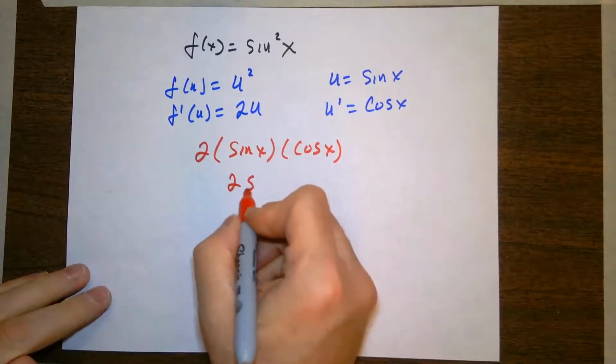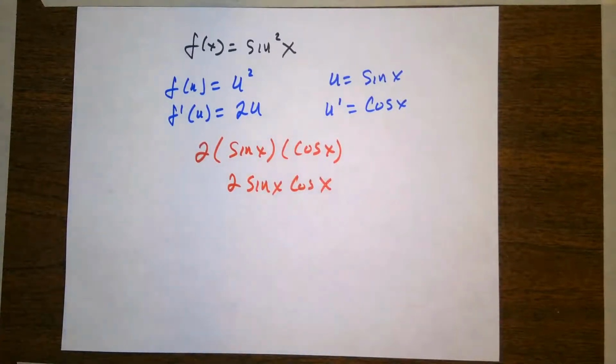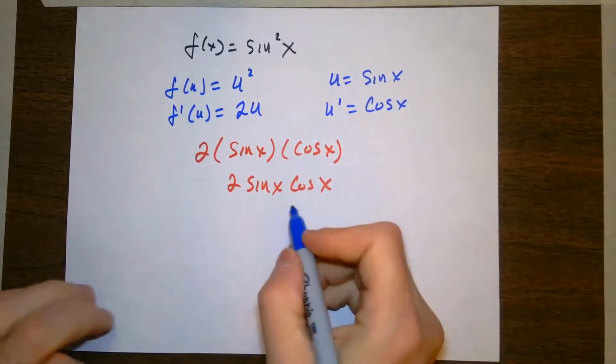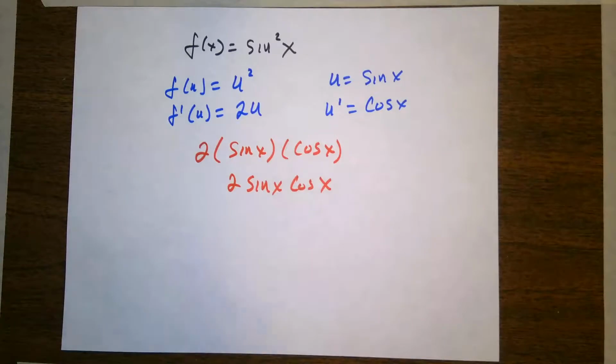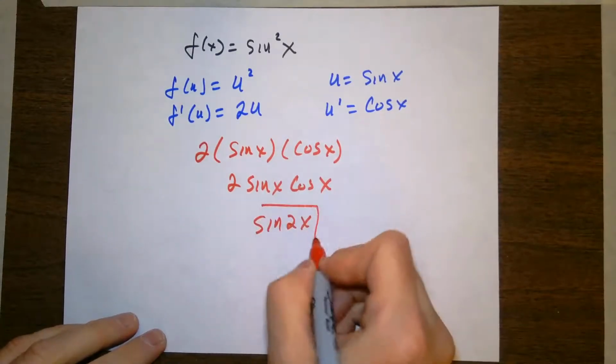So 2 sine x cosine x, and does that look familiar? How many of you had pre-calc last semester? We should realize that this is actually a double angle formula. 2 sine x cosine x is really sine 2x.